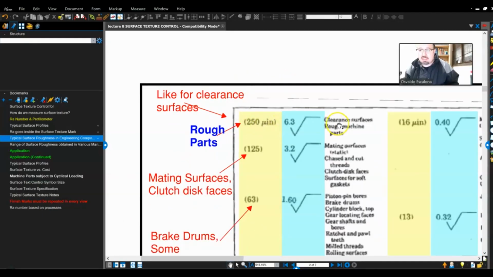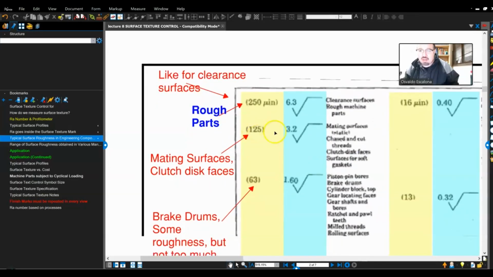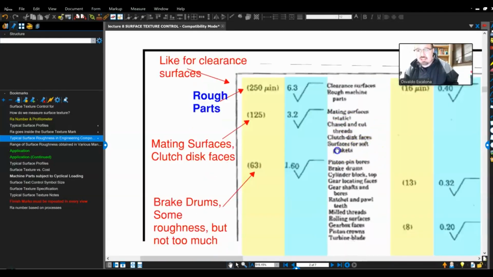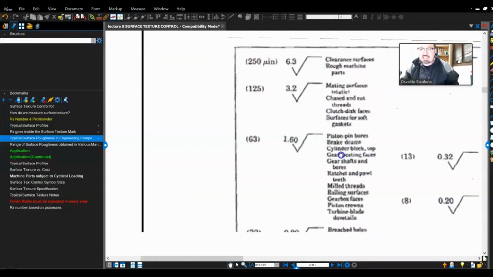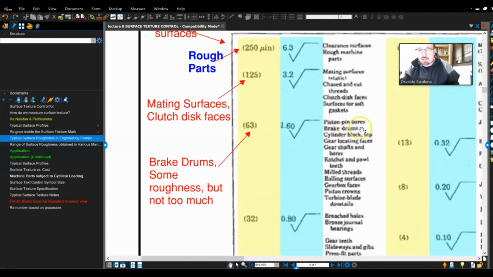250 micro inches, where the clearance surfaces are rough machine parts. 125, mating surfaces static, they don't move, the clutch disc faces, surfaces for soft gaskets, something that requires the roughness. 63, piston pin bores, brake drums, cylinder block, top gear locating faces, gear shafts and bores, ratchets and pawl teeth, mill thread, rolling surfaces, gearbox faces, piston crowns, turbine blade.